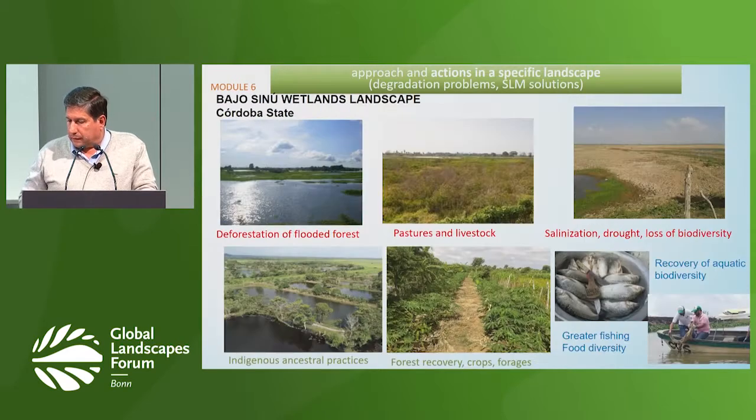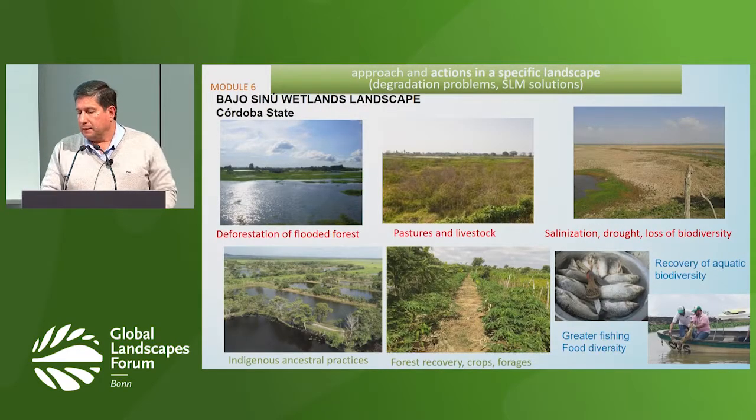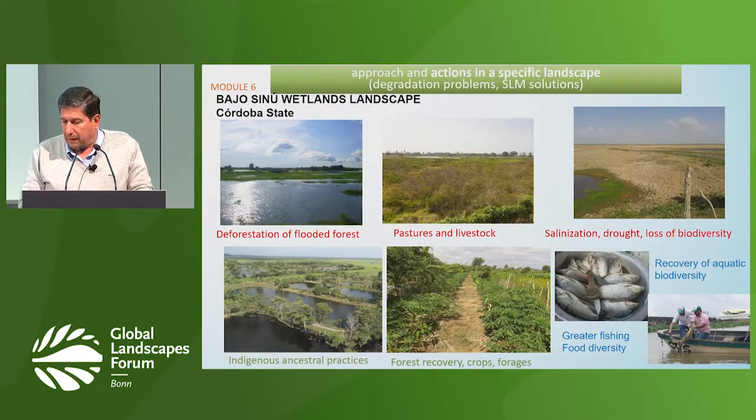El otro ejemplo que tenemos es el paisaje de los humedales del río Sinú en la parte baja. Estos humedales, o un sistema cenagoso como decimos allá, durante bastantes años han perdido los bosques de inundación. Hemos pasado a hacer pasturas, ganadería dentro de las zonas cenagosas y terminamos con unas zonas de salinización, sequías y una pérdida de la biodiversidad. ¿Qué se ha hecho?